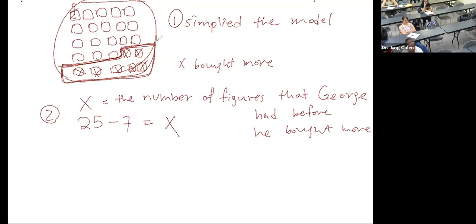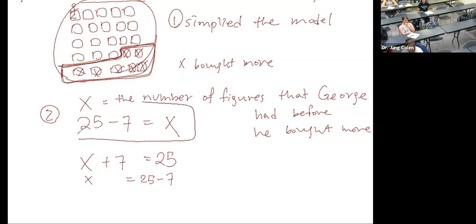But by looking at this diagram we did, we can just represent the original ones as x. Then these are partitions, so we can just add the new ones. He got more, so we usually use addition there. Now he has 25. From there, to solve for x, we can do 25 minus 7, right? So we can come to this equation, and then we can just add that, right?